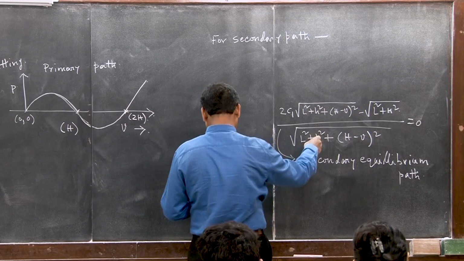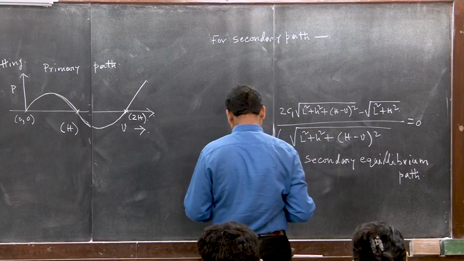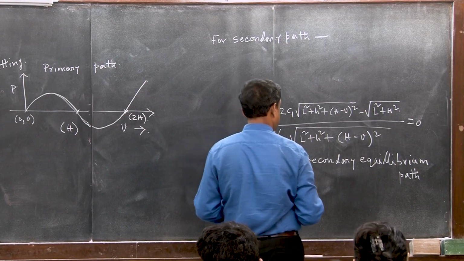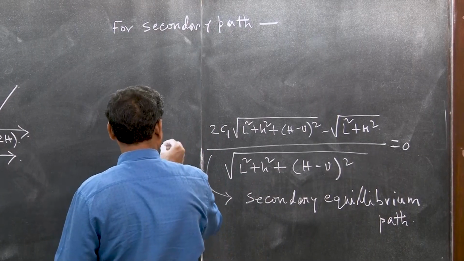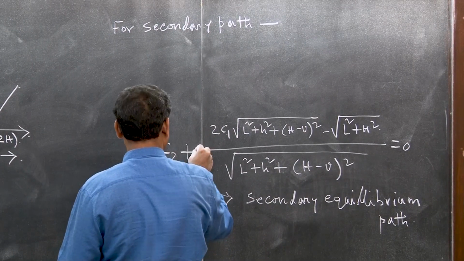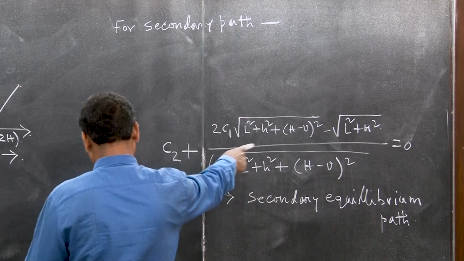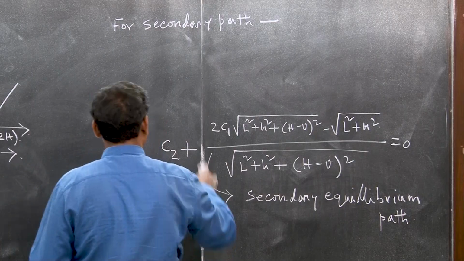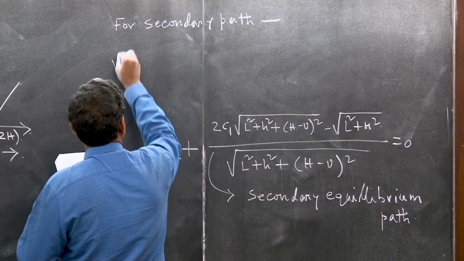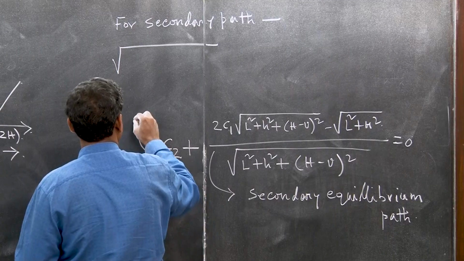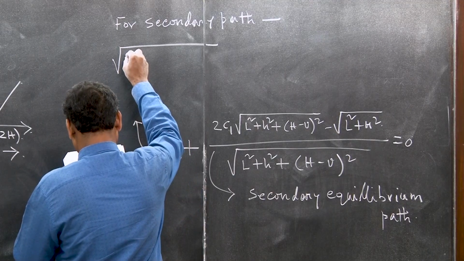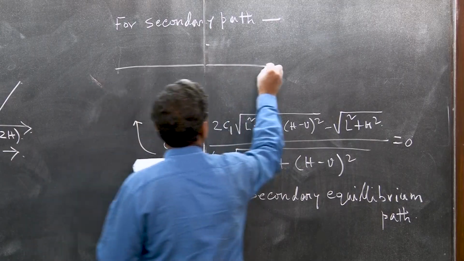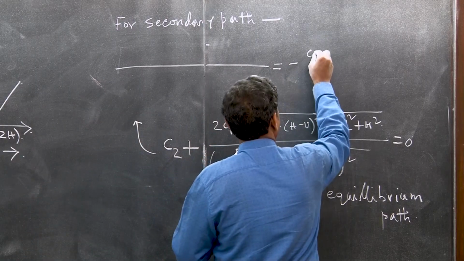So, if H naught is equal to 0, of course, here. Okay. So, here if you see, then I think I just missed it, C2 plus, there were some C2, okay, C2 plus, please, I just inadvertently erased that. Okay. So, secondary equilibrium path, from here I am simplifying it. Please note that this is equal to minus C2.